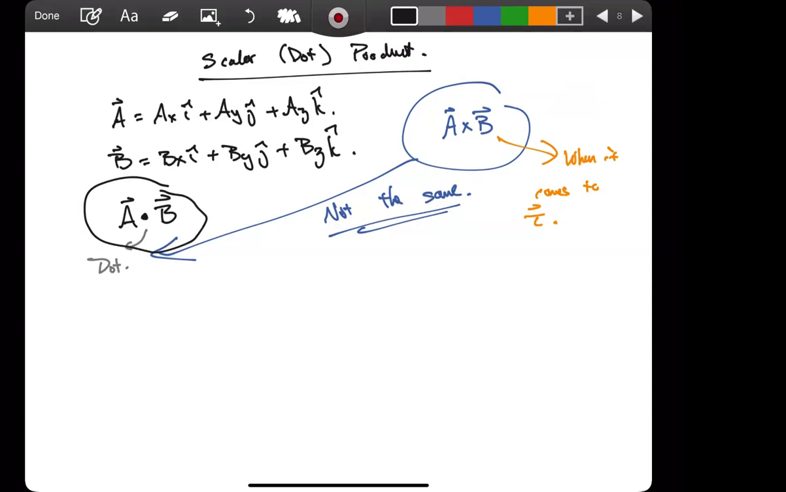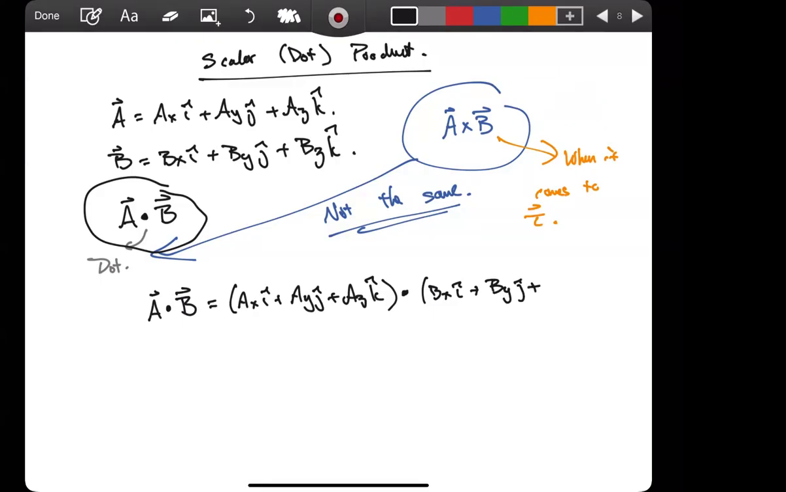So let's talk about what this thing actually does. What's a dot product? The way the dot product works is we get A dotted with B. What does this mean? This means we're going to take our vector AX in the I hat direction plus AY in the J hat direction plus AZ in the K hat direction, dotted with BX in the I hat plus BY in the J hat plus BZ in the K hat direction.